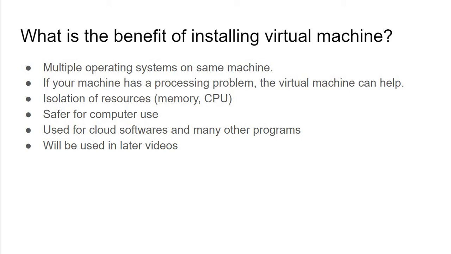Third advantage is isolation of resources. The isolation of resources part is very important, because if any one of the virtual machines gets impacted, your other machines are not going to get impacted. They're going to stay the same.